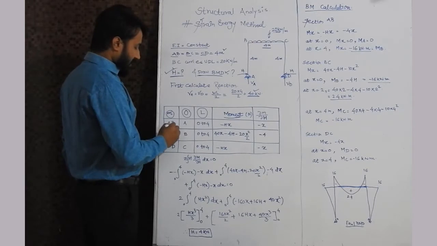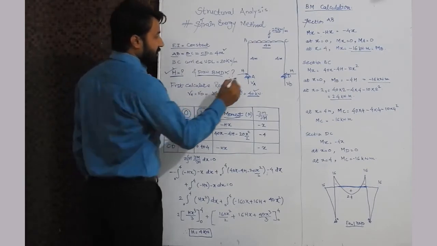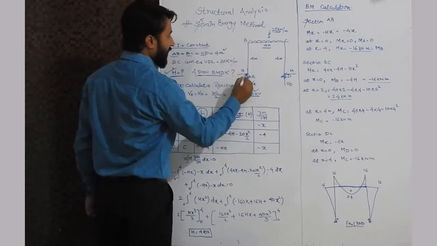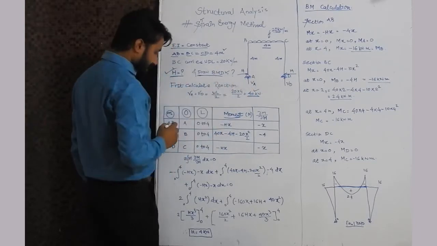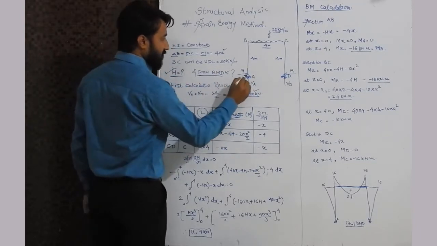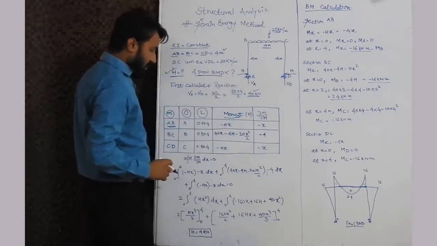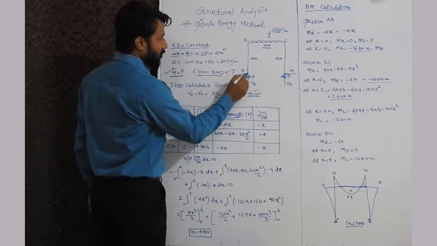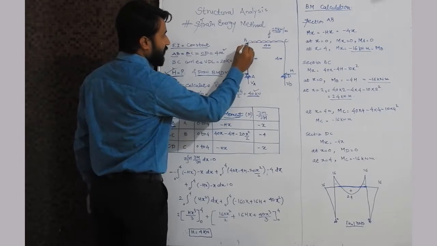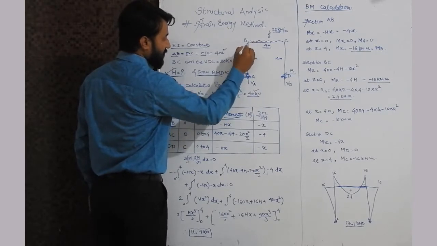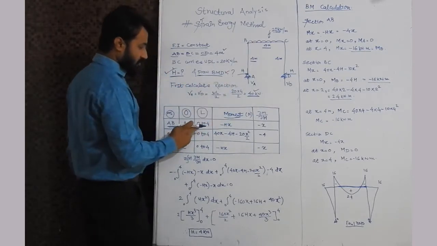First we will talk about AB. The AB member is this one, the vertical member AB having a length of 4 meters. The origin is at A, at this point. The limit is 0 to 4, where 0 is at A, and at B the distance is 4 meters. So the limit is 0 to 4 meters.